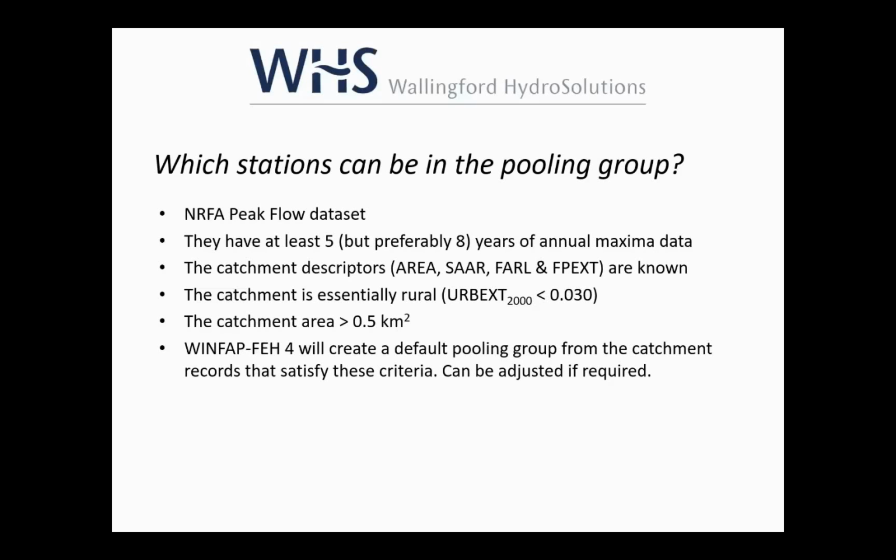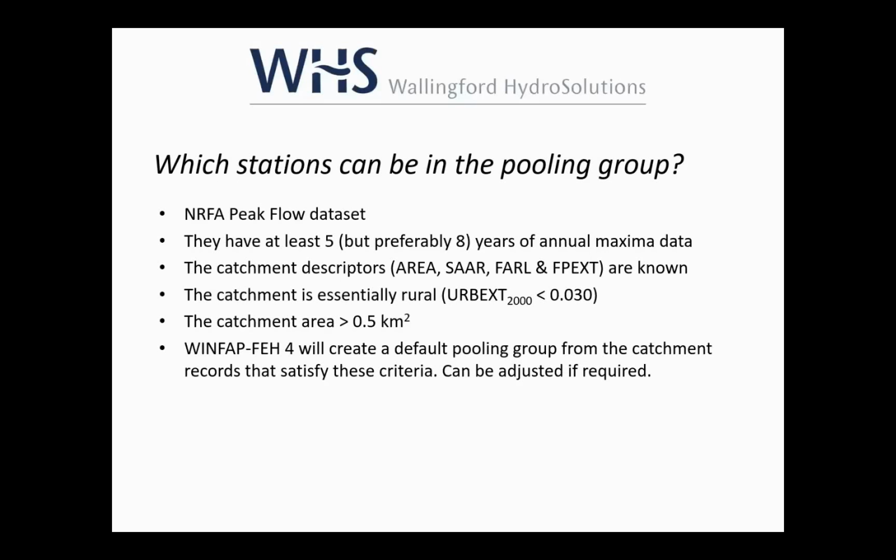An essentially rural catchment is classed as one with an urbex value of less than 0.03, although in the software you can change that threshold. And it's important to mention that in Wales, the regulator NRW actually asks for a threshold of 0.3 to be used. The catchment area should also exceed 0.5 kilometres squared.